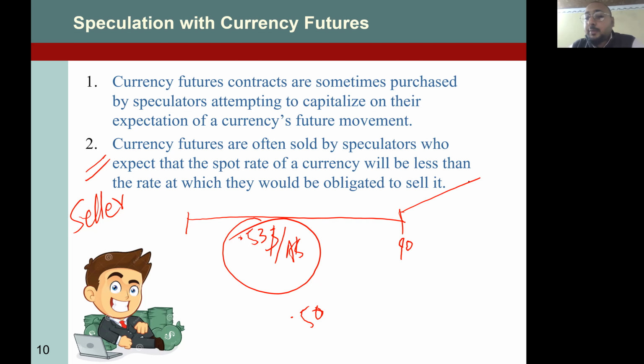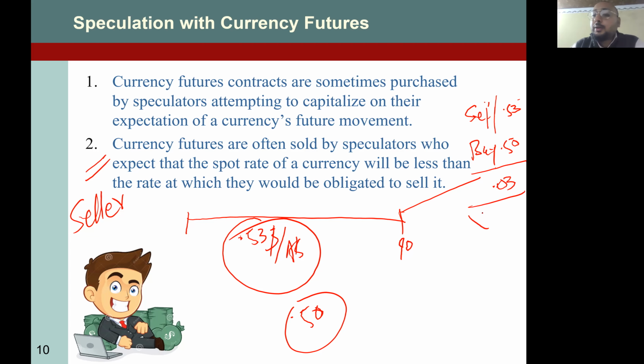So at the time, you buy from the market. If your expectations are true, you buy from the market at 0.50 and you sell at 0.53. 0.03 per Australian dollar is your profit. If you multiply this with a contract of 100,000 Australian dollars, then you will have a profit of $3,000. All right. So this is how you make speculations and can earn profit. What if your speculation goes wrong? Then you will have a loss. Simple.